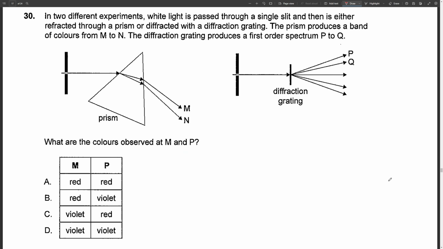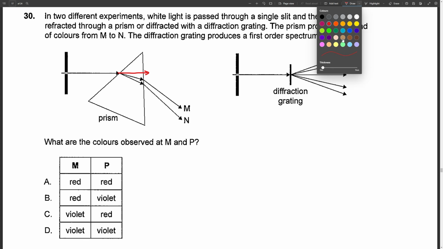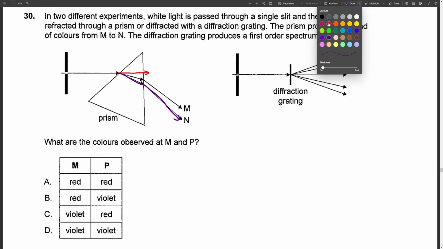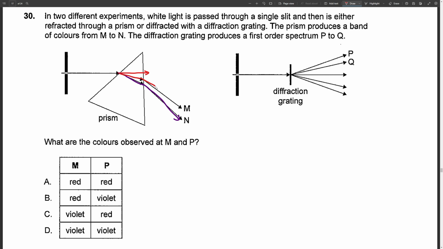In question 30, you can see a white light going through a dispersion on the left and a diffraction on the right. In a dispersion, the higher frequency of light should refract more. So the original path was this one. Now, the violet light has a higher frequency and therefore it will refract more from the original path. And red light would refract less from the original path. So the answer for the first column is red.